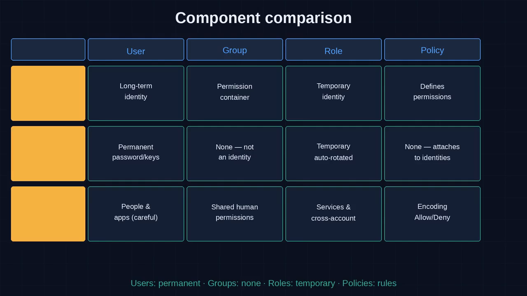An IAM role is a temporary identity assumed by a trusted entity for a specific task. Credentials are temporary and automatically rotated. That is why roles win for AWS services talking to each other and for short, elevated human tasks. Policies define permissions. They have no credentials of their own. They attach to users, groups, or roles, or hang on a resource. If you remember only one row of the table, users hold permanent keys, groups hold none, roles hold temporary keys, policies hold the rules.